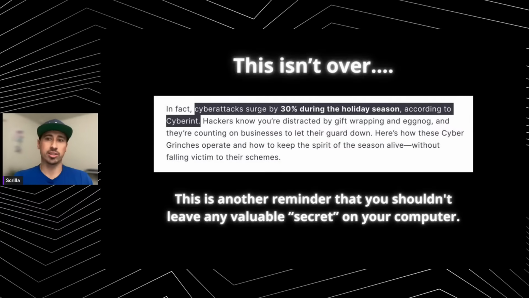Just as users, especially as early as we still are in crypto, we need to take initiative and be responsible for securing our crypto. And one way to do that is to secure the devices that you're using to manage your crypto, or manage your crypto on more secure devices. This is just a little data that I pulled from an article that cyber attacks surged by 30% during the holiday season, according to CyberInt.